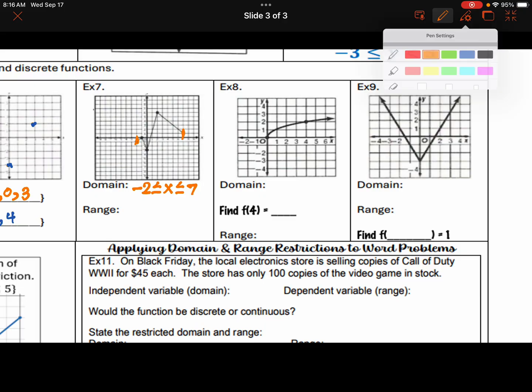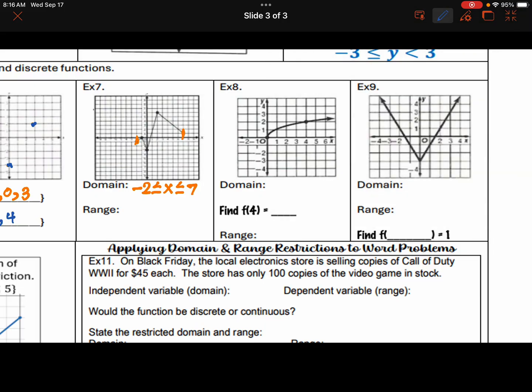All right, same thing now for range. I'm going to go to my lowest point on the graph. I'm going to go to my highest point on the graph. And I'm going to say, okay, this is going from -3. Those were both closed points, so less than or equal to, and the highest point was at 6.